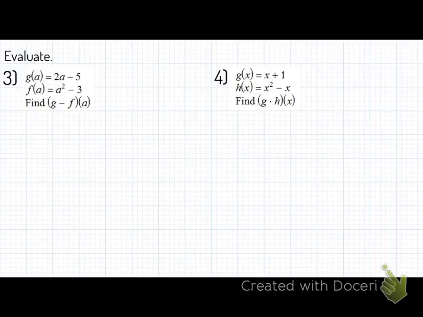The big idea here now, we're thinking, okay, we're going to take g of a. So let's write down g of a. And we're subtracting f of a, okay? That's all you're thinking right now, okay? So now we're going to substitute. What's g of a equal to, everyone?